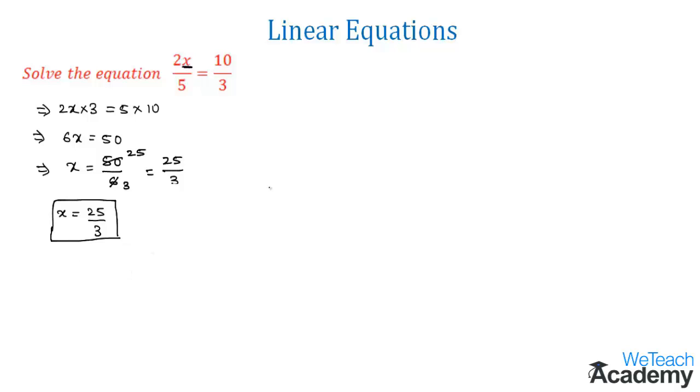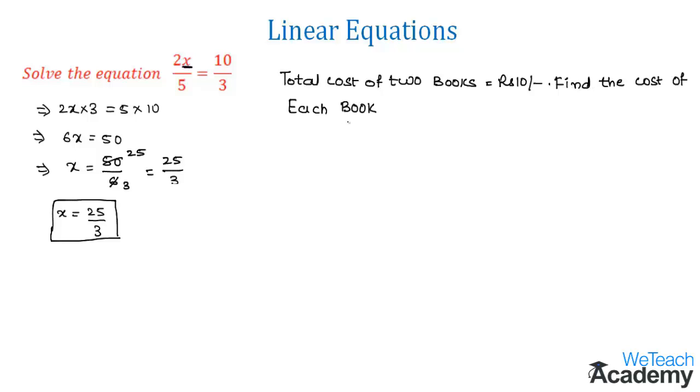Now let us solve a linear equation in two variables. So we have an example here. Given that the total cost of two books is ₹10, we have to find the cost of each book. Now let us estimate the different values of the cost of the first book and the second book. So if we assume the cost of the first book as 1, then the difference 10 minus 1 would come as 9, and this would be the cost of the second book.